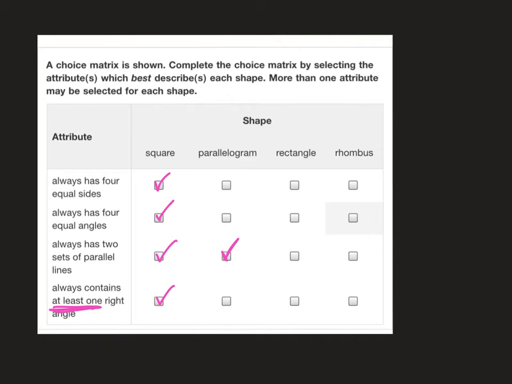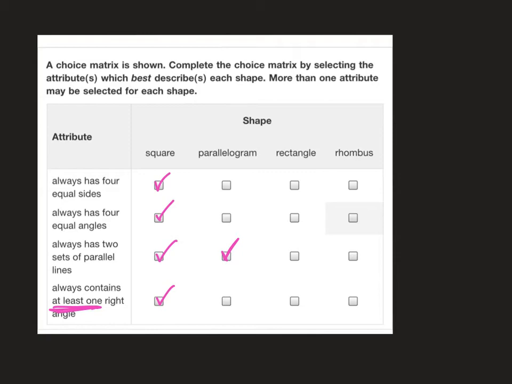Always contains at least one right angle? No, not necessarily, because remember, if you see a squished rectangle, then we know that it can look like a parallelogram. And the word always says that it has to have it. It always contains a right angle. So that's not true. So there's only one that applies to a parallelogram out of those attributes.